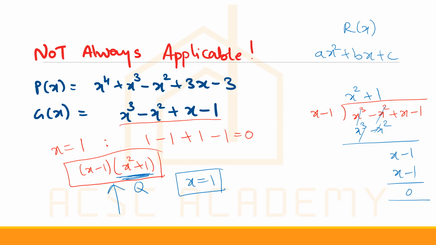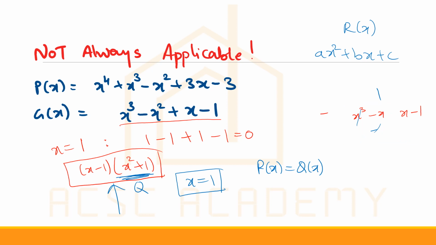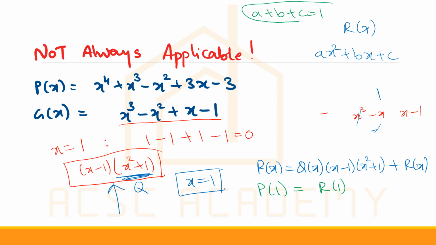So when you will do it this way, when you will write p of x equal to q of x into g of x, in place of g of x you will write its factors, x minus 1 and x squared plus 1, plus r of x. And here you will be substituting x as 1. So we will get p of 1 equal to r of 1, which means a plus b plus c equal to 1. That is the first simultaneous equation that we will be getting. This is p of 1.